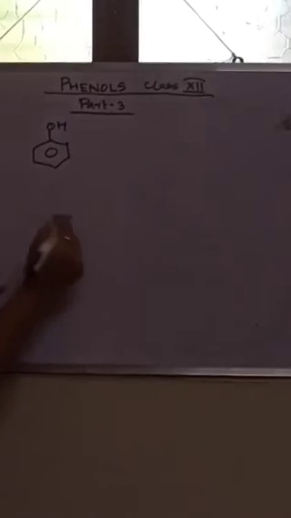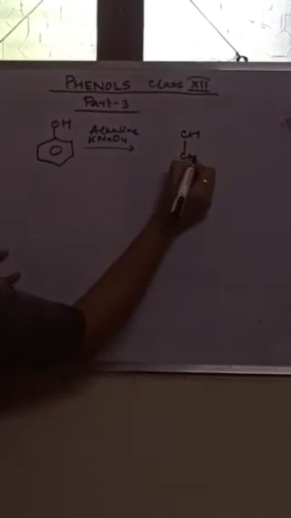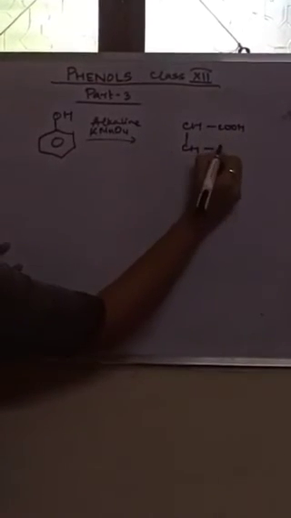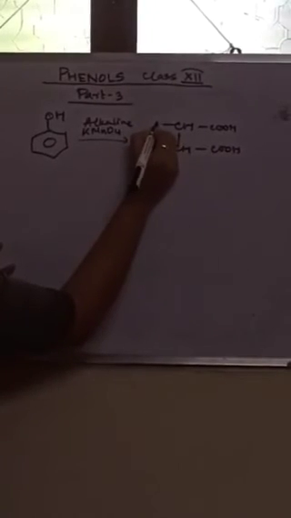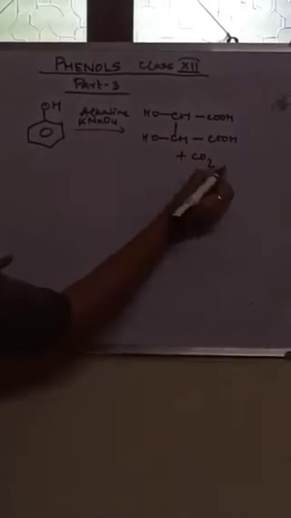Okay, the next oxidation is by stronger oxidizing agents like alkaline potassium permanganate. In presence of alkaline potassium permanganate, the aromatic ring of phenol will be ruptured, resulting in the formation of tartaric acid and carbon dioxide. This is tartaric acid. Carbon dioxide.